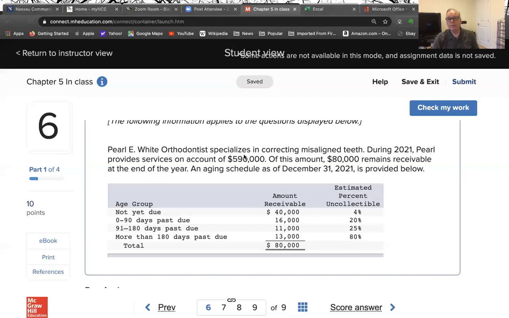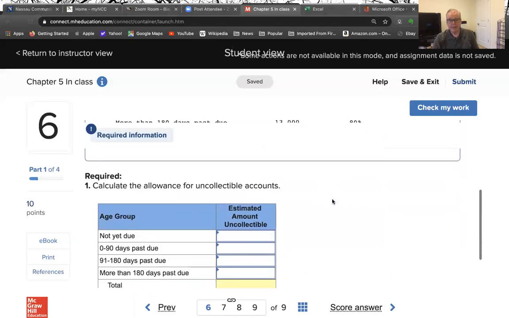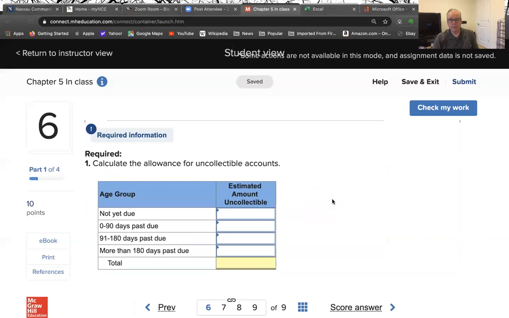Pearl White, the dentist, during 2021, Pearl provides services on account $590,000. Of this amount, $80,000 remains receivable at the end of the year. That's here, it's the $80,000. So again, why they told us the sales number, we probably don't need that, but just note it. An aging schedule as of December 31st is provided below. Calculate the allowance for uncollectible accounts, okay?